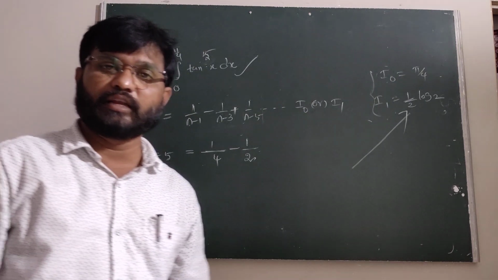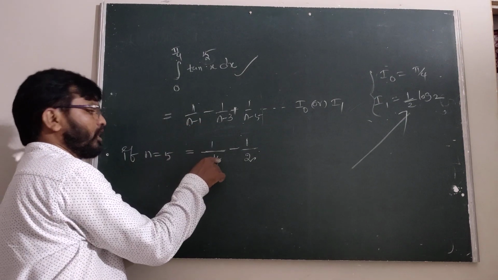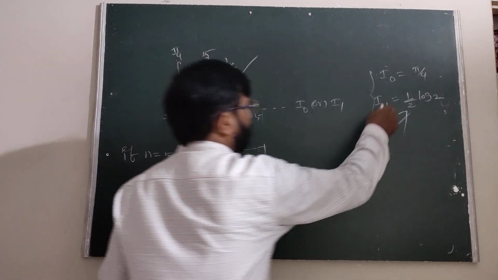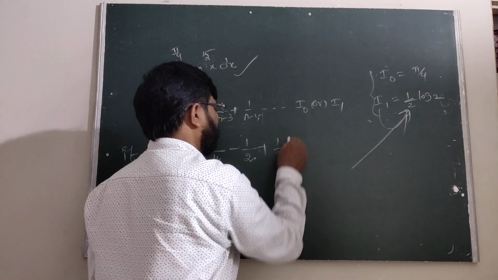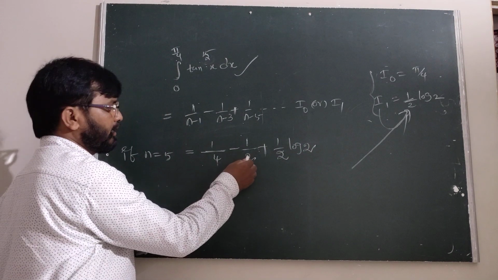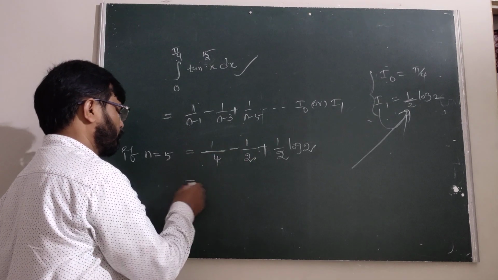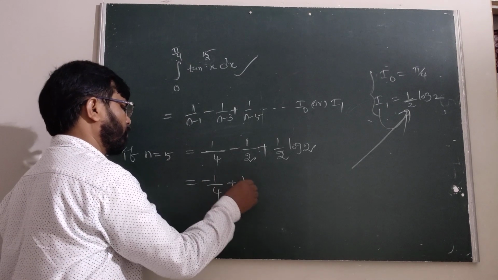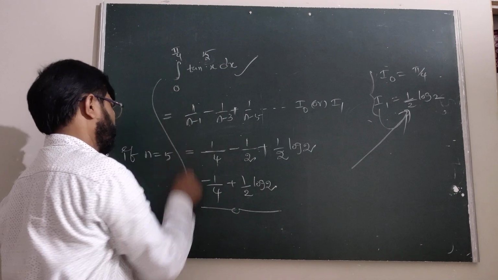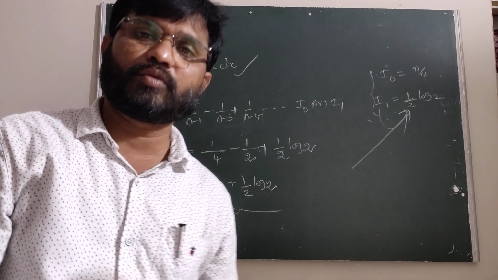Don't take 0 and the negative numbers. We can take n equals 5: 5 minus 1 is 4, 4 minus 2 is 2. After that you can write plus. What is the value of I1? I1 is 1 by 2 log 2. Now we are taking the LCM as 4 here. 1 minus 2 is minus 1 by 4, plus 1 by 2 into log 2. This is the required answer of the integral 0 to pi by 4 tan power 5x dx.